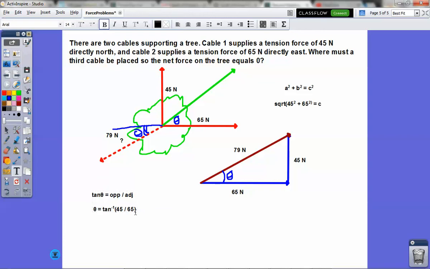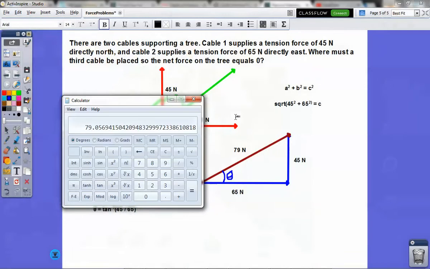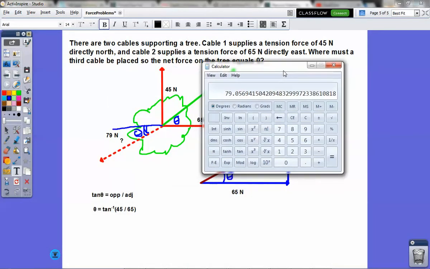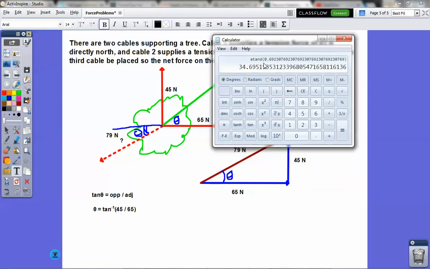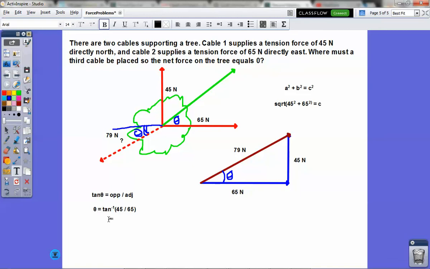All right? So if I go to my calculator, and I can do that here, if I just go to 45 divided by 65, and then I hit the inverse button on my calculator and then do the tangent. This is just a Windows calculator, and I get an angle that's actually pretty close to the angle we had in the other problem, almost 35 degrees. 34.7 degrees would be our angle in this case. Okay, so 34.7 degrees.